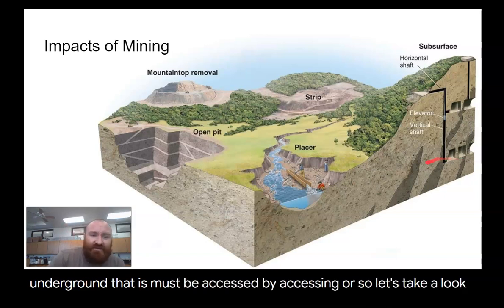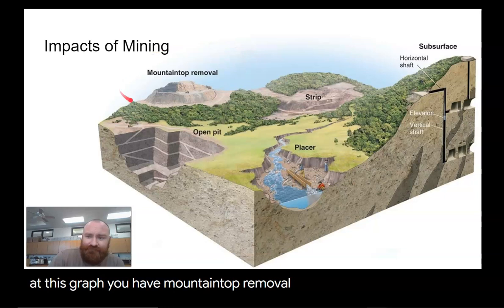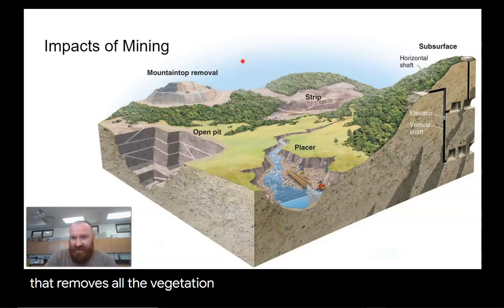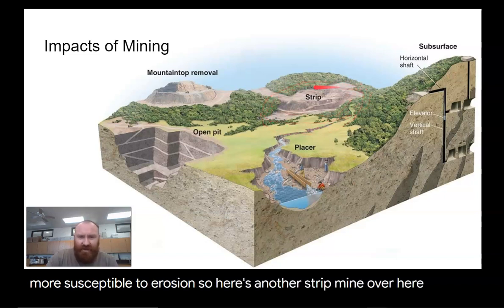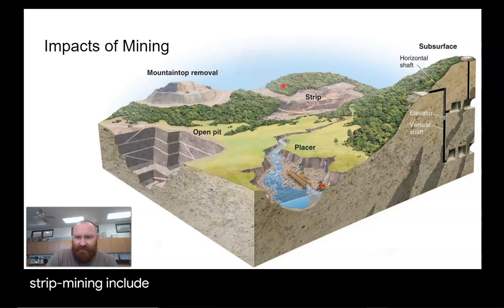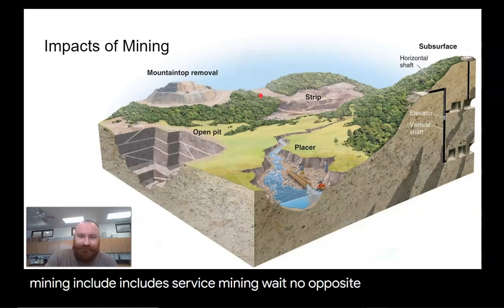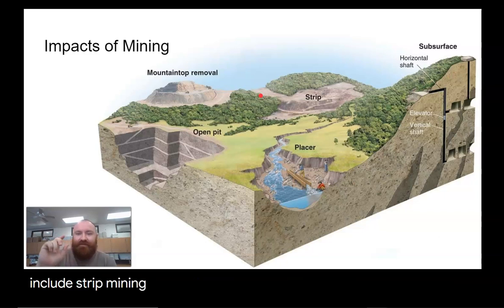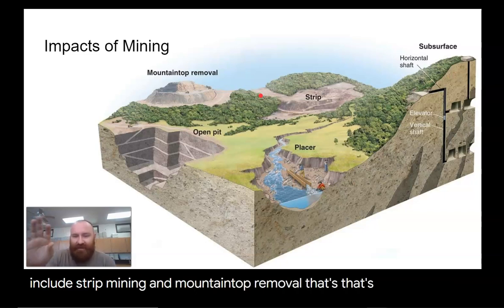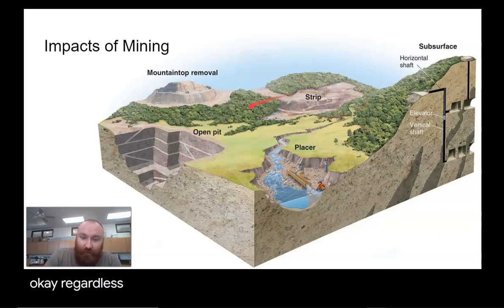So let's take a look at this graph. You have mountaintop removal. This is a type of strip mining that removes all the vegetation and through that actually makes this area more susceptible to erosion. So here's another strip mine over here. Surface mining includes strip mining and mountaintop removal. That's what I meant. Okay, regardless, both are pretty bad.